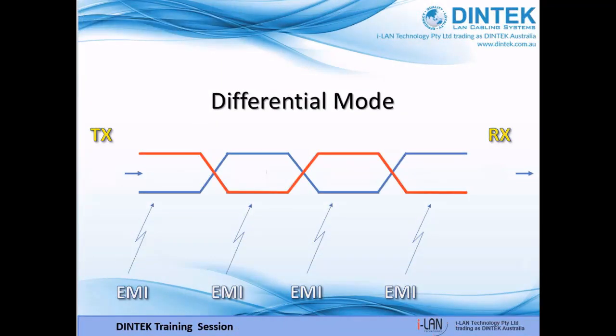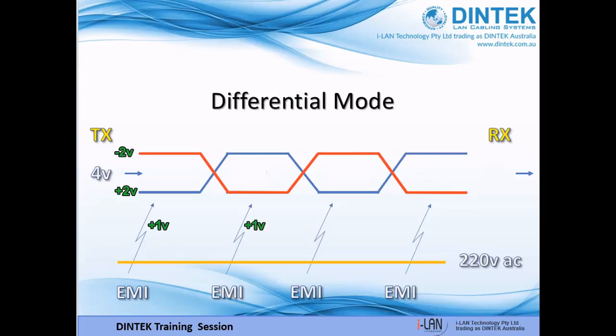Let's assume we start out with a balanced line of -2 volts and +2 volts, giving us a total potential of 4 volts. Let's also assume we have a 220 volt AC line running parallel to our data cable, and we're picking up 1 volt of EMI from it with every twist. On our first twist, our blue line closest to the EMI source picks up a volt and becomes 3 volts, and our red line remains unchanged at -2 volts. So we've effectively gained a volt in potential, now giving us 5 volts.